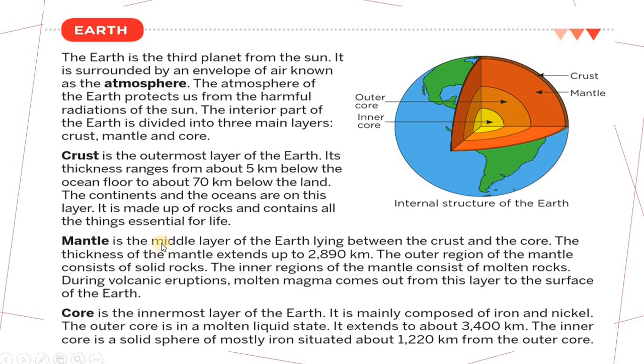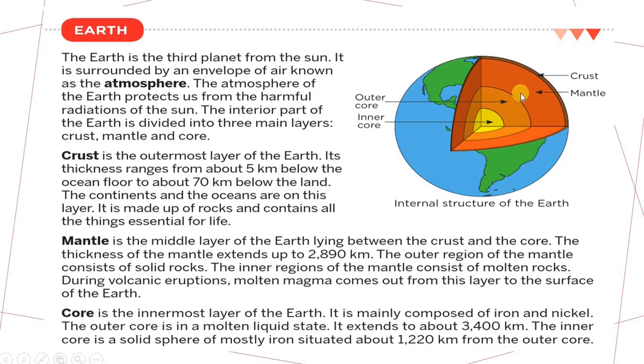Next is the mantle. Mantle is the middle layer of the earth, lying between the crust and the core. The thickness of the mantle extends up to 2,890 kilometers. The outer region of the mantle consists of solid rocks. The inner regions of the mantle consist of molten rocks. See, basically what happens, it's not such a hard and fast line where the crust ends and here the mantle starts. It's nothing like that. It's a slower transition. So obviously here it is rock hard, then the rock starts slowly melting. By the time they come to the center, it is now molten rock.